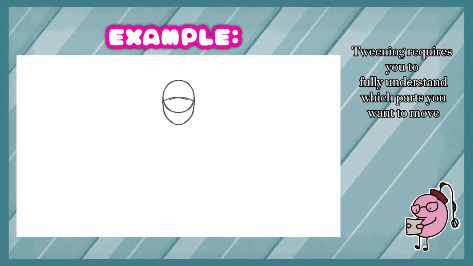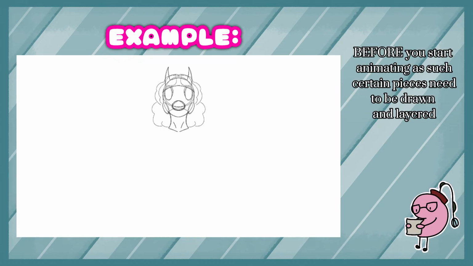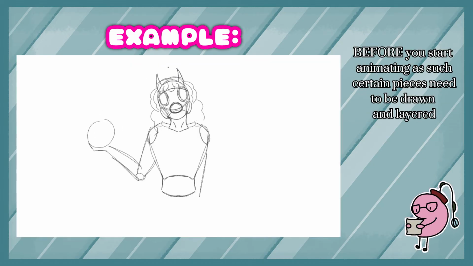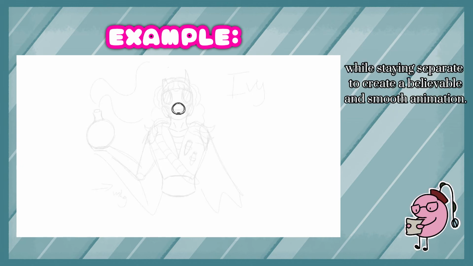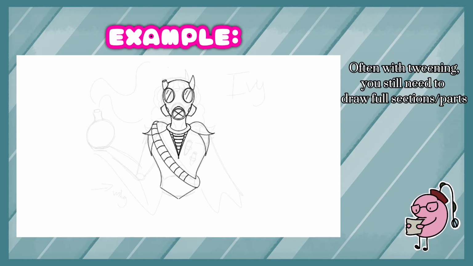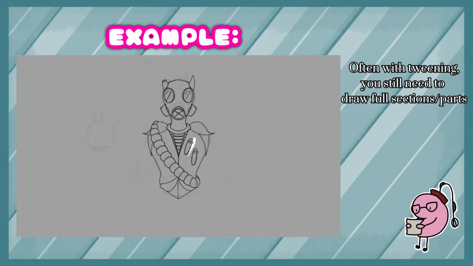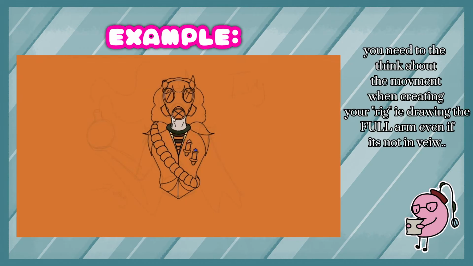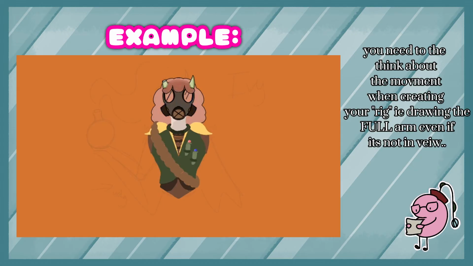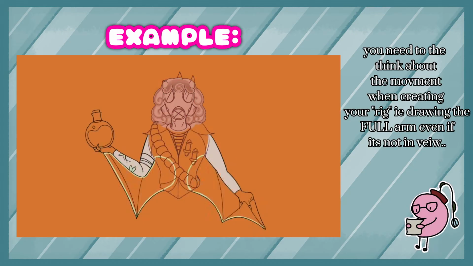Tweening requires you to fully understand which parts you want to move before you start animating. As such, certain pieces need to be drawn on different layers, like I said before, while staying separate to create believable and smooth animation. Often with tweening, you still need to draw full sections, as you can't just draw the part that's seen, as it's going to move. So you need to make sure there's still drawing behind the piece. If you want, for example, the hair to flow, you need to draw the full parts of the hair.